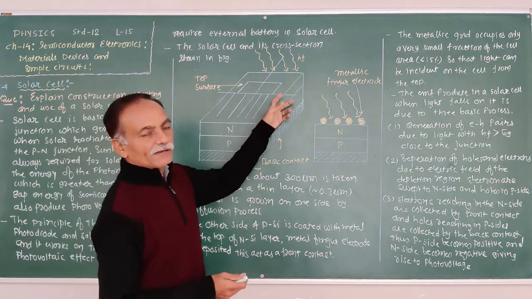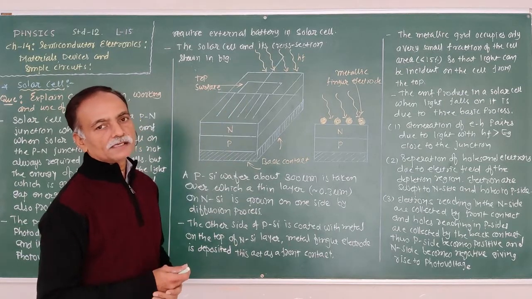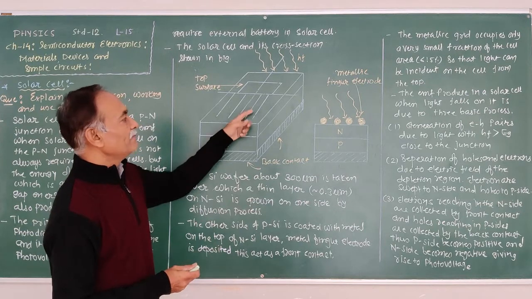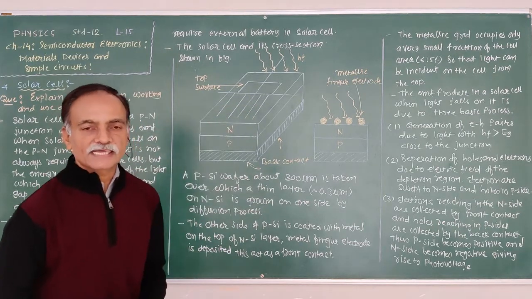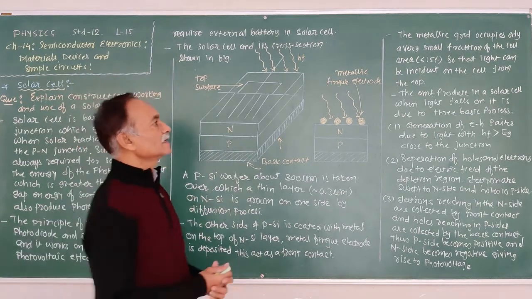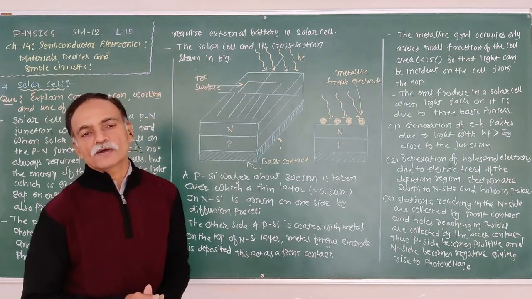The metallic grid occupies only a very small fraction of the cell area, less than 15%. This metallic grid occupies less than 15% of the cell surface area, so that the light can be incident on the cell from the top.